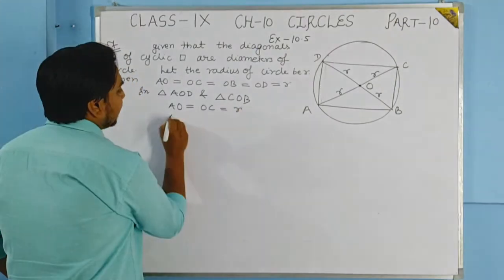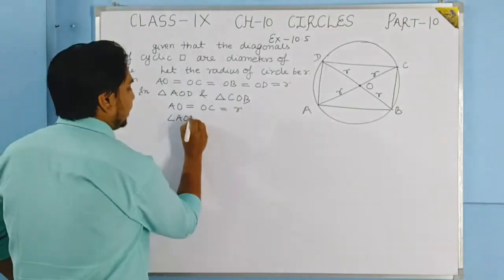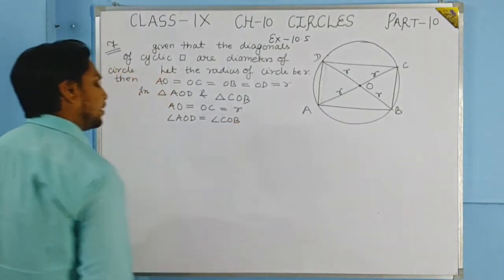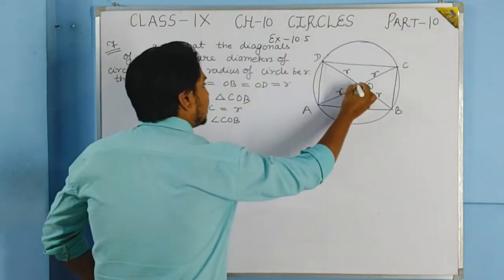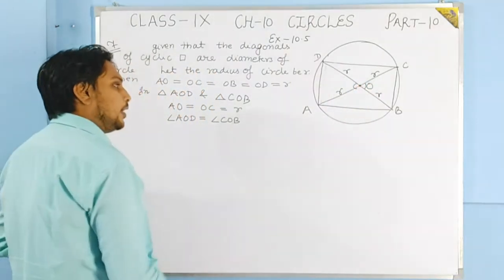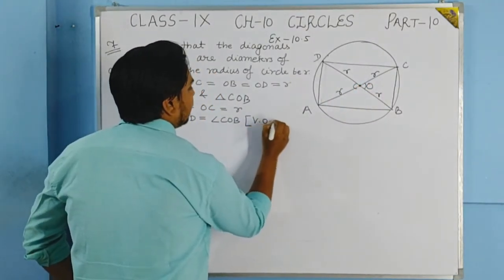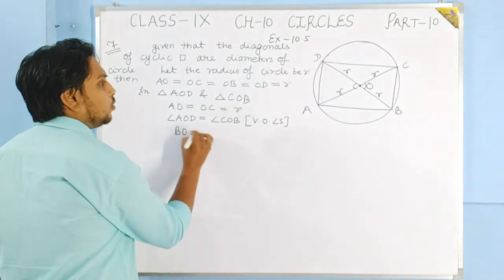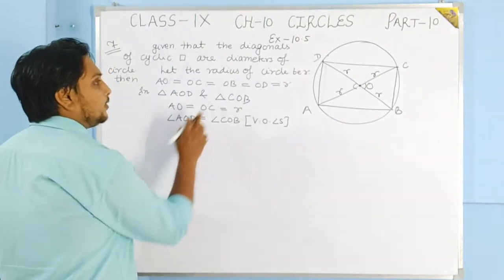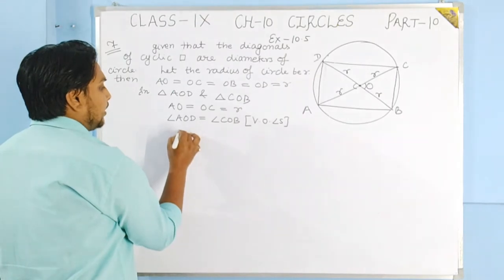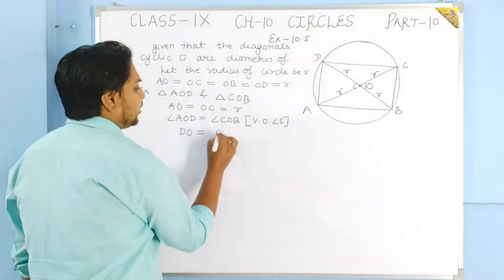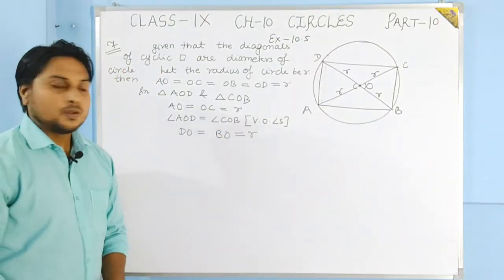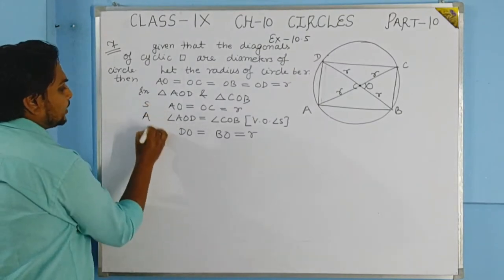Okay, then angle AOD is equal to angle COB. Okay, so this angle and this angle are equal. Why? What is the reason behind it? The reason is vertically opposite angles. And the last one, that side BO is equal to, firstly we'll write the side of this triangle, that is side DO is equal to the side BO, and the same reason is there, that both are equal to the radius of the circle. Okay, so you can see, students, it is side, it is angle, it is side.